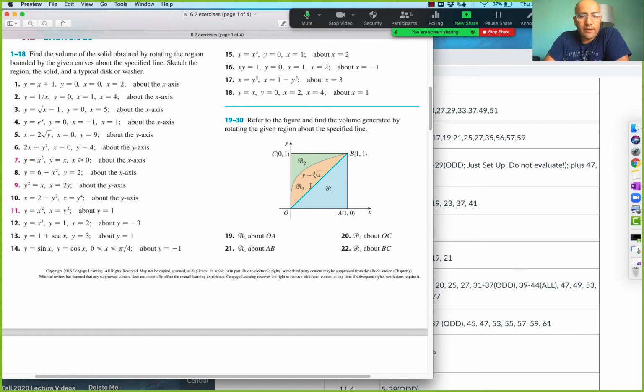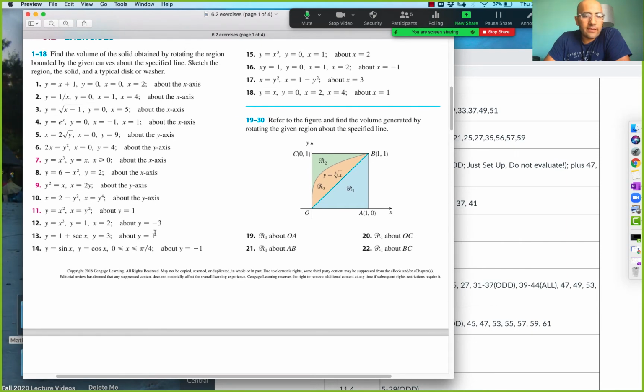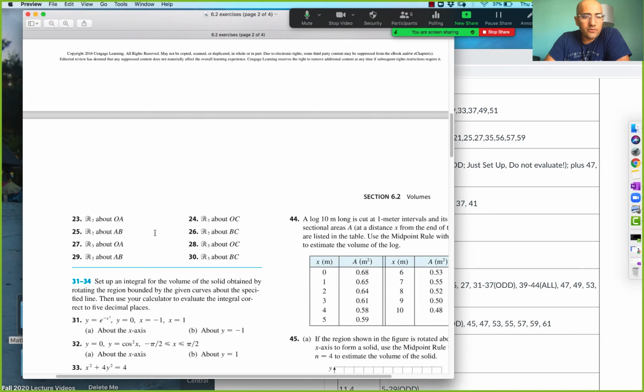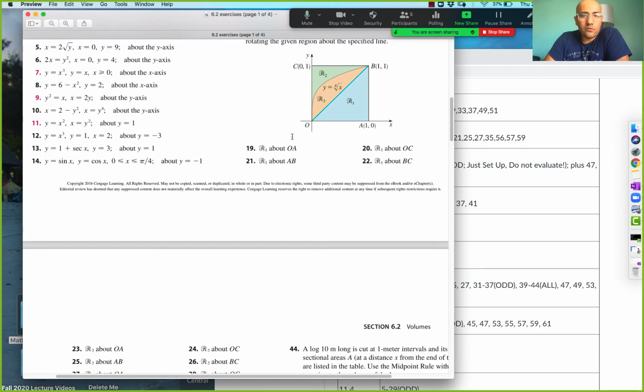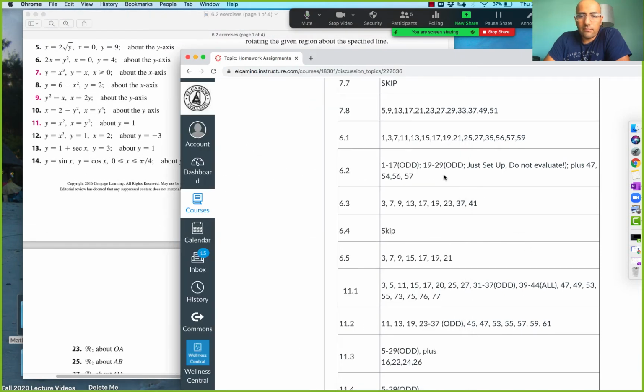Okay, so think about how to find an integral that gives you that particular volume. I think those should be fine. Like I noted, from 19 through 29, just set it up. Don't worry about finding the actual integral. Once you set it up, just stop there.